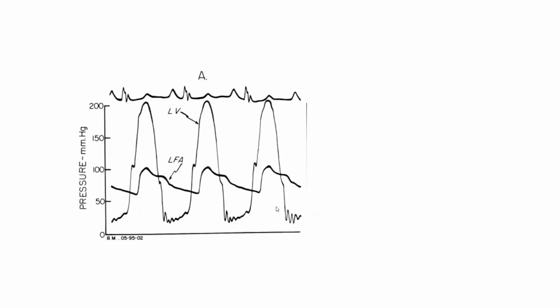This is another recording of LV and femoral artery. What's the diagnosis here? This is dynamic LVOT obstruction. Notice the morphology. The arterial and LV pressure are hugging each other early on. Then you get the spike and dome morphology of the arterial waveform, and you get a bend on the LV. It's almost like an anacrotic notch on the LV, not on the aorta.